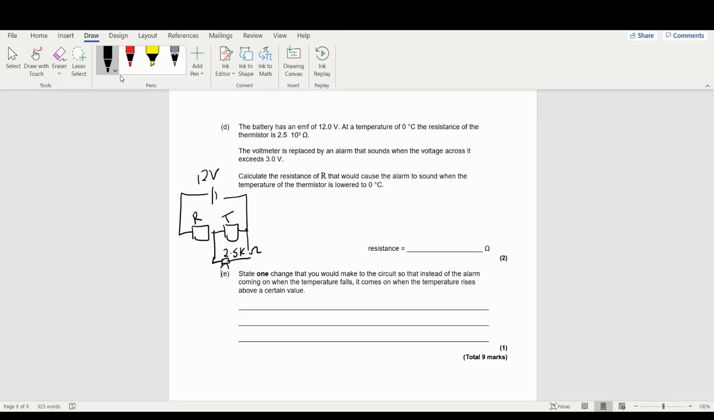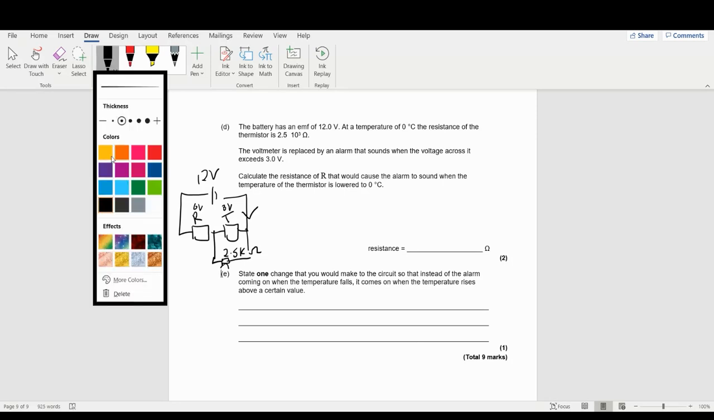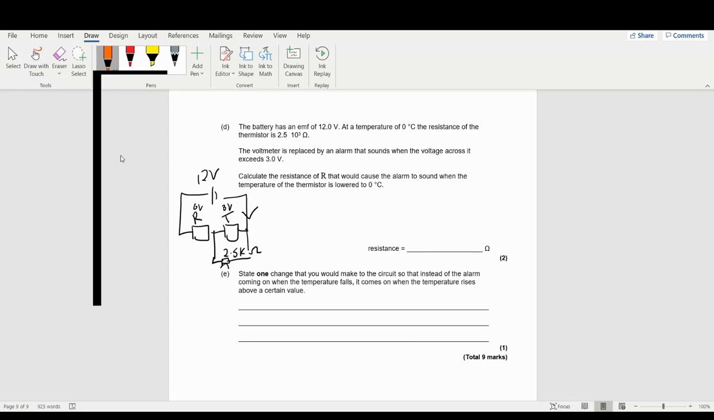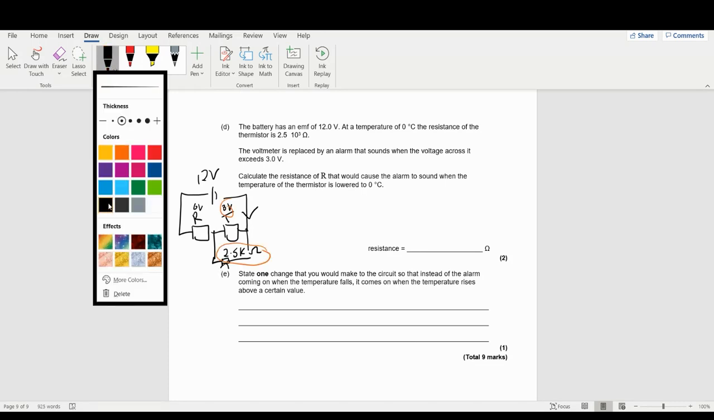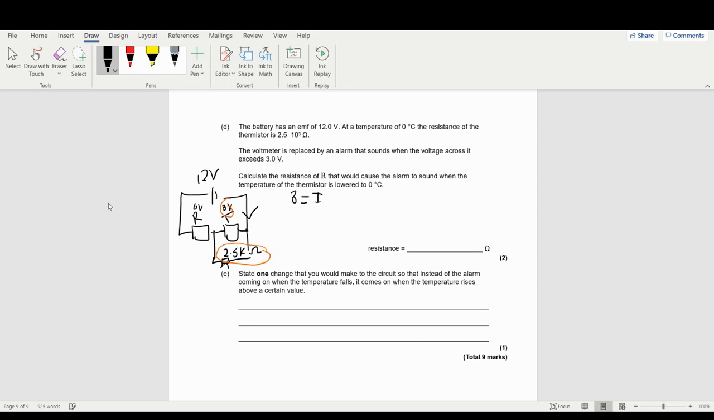So I want 3 volts across this. So if I want 3 volts across this, there's going to be 6 volts across that. Okay. So you can actually work out the current going through the circuit because you know the resistance at this section, and you know the voltage you have. So I've got 3 equals I times 2.5 times 10 to the 3. So 3 divided by 2.5 times 10 to the 3 is going to be 1.2 milliamps.